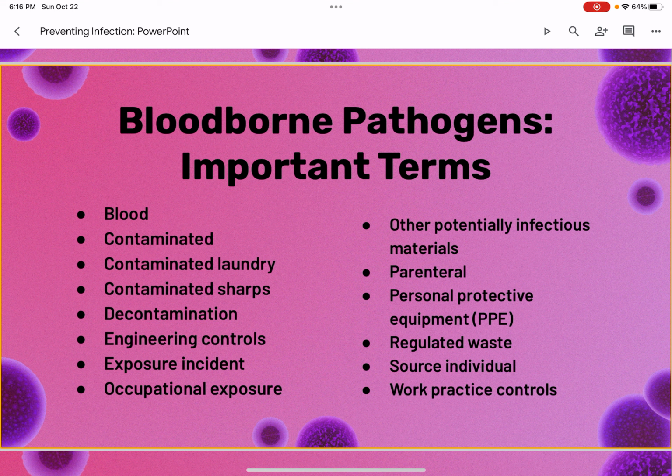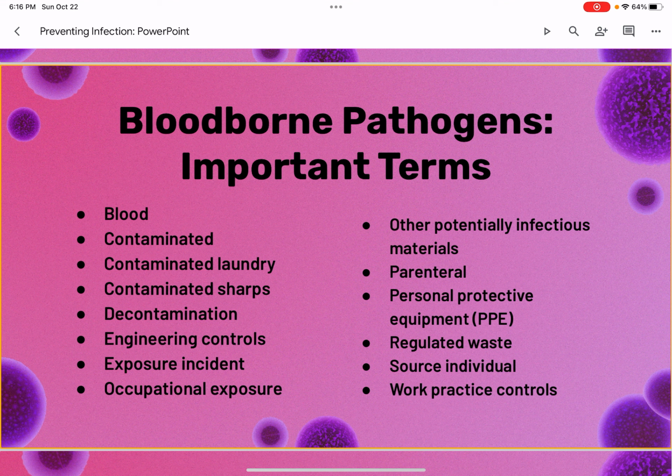Decontamination is the use of physical or chemical means to remove, inactivate, or destroy bloodborne pathogens on a surface or item. Contaminated equipment and work surfaces are cleaned and decontaminated with a proper disinfectant after completing tasks, anytime there is an obvious contamination, and at the end of a work shift.